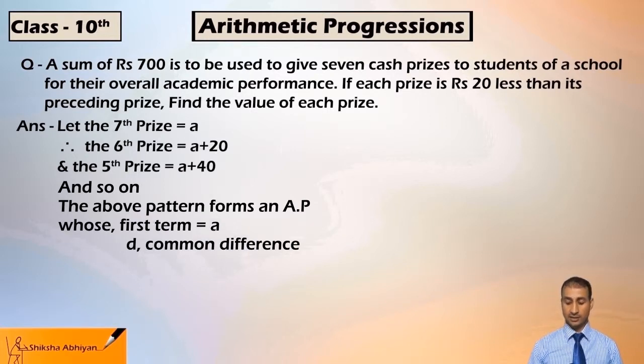Now see the pattern. The above pattern forms an AP whose first term is A. We take the first term as A, and assume the common difference D is equal to 20, because there is a difference of 20 between all the terms.